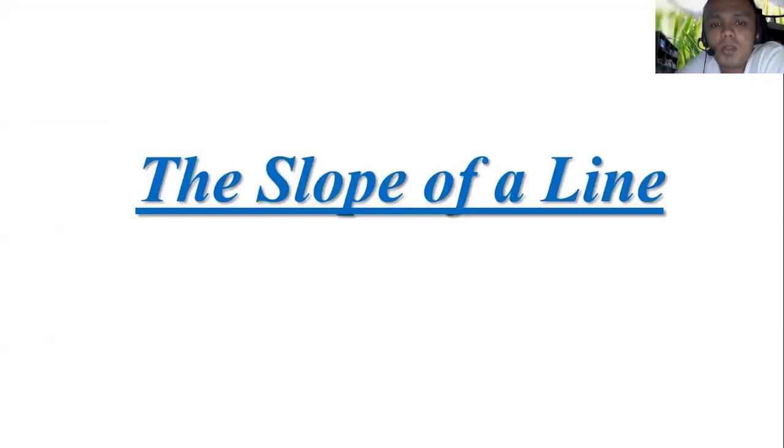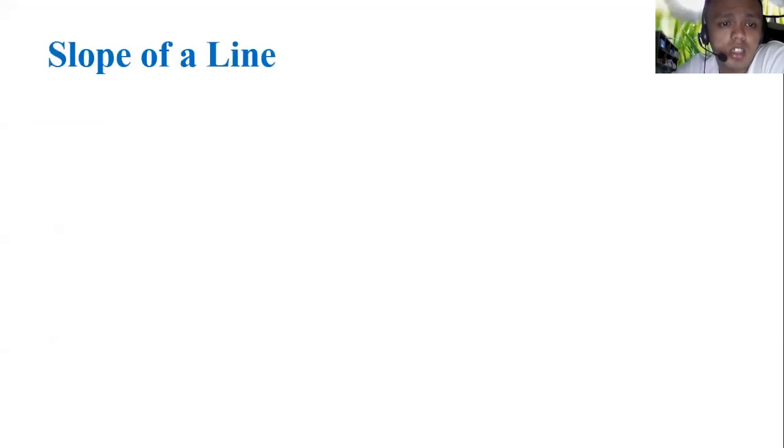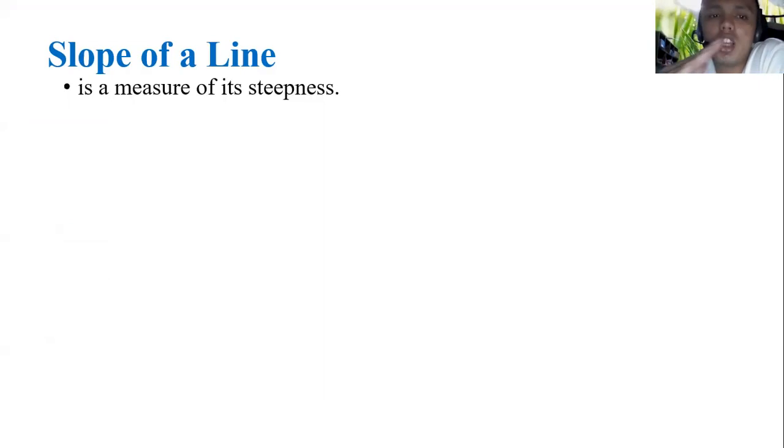So today we will discuss naman about the slope of a line. This is the third method now in graphing the linear equation in two variables, by finding the slope of a line. Now, slope of a line is a measure of its steepness. So dito, minimeasure natin kung gaano kaslant yung graph doon sa Cartesian coordinate plane given the equation.